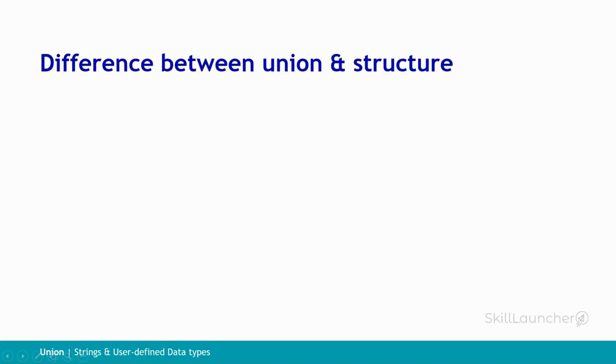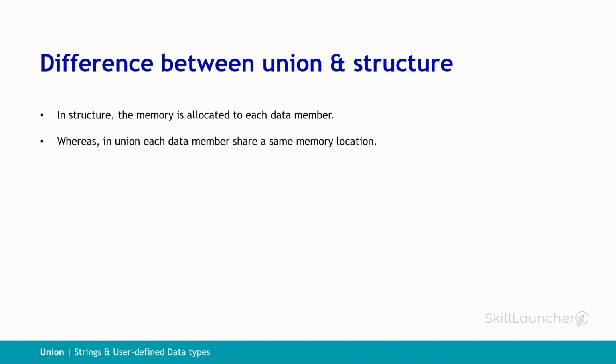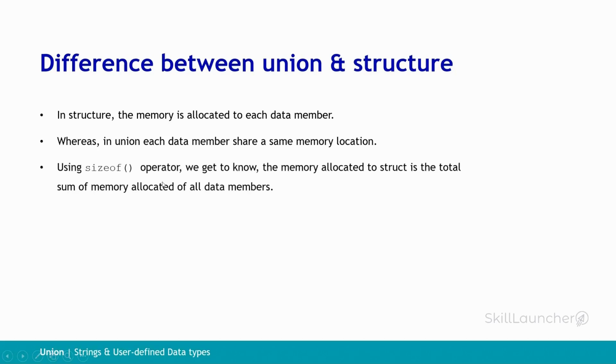Now what is the difference between union and structure? In structure, the memory is allocated to each data member separately. Whereas in union, each data member share a same memory location. This can be identified by using size of operator. The memory allocated to struct is the total sum of memory allocated to all data members, whereas for union, it is equal to the memory of the largest data member. Let us try this by writing a code.